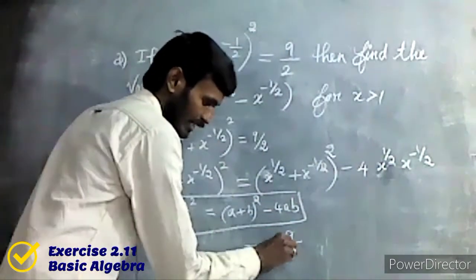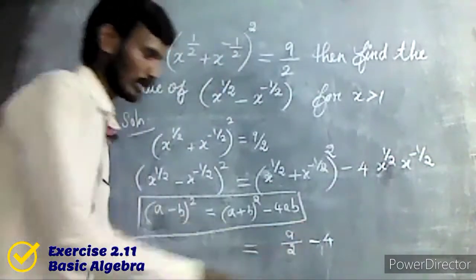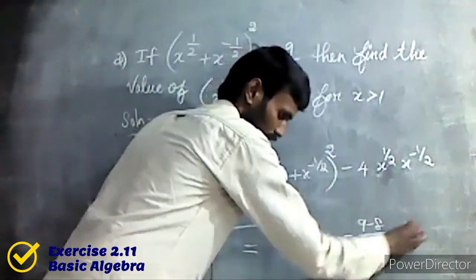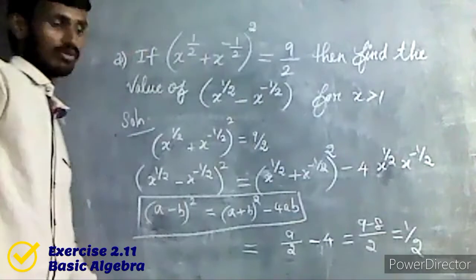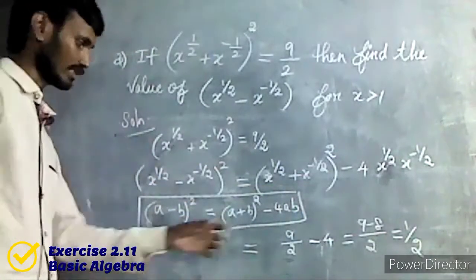This is 9 by 2. So 9 by 2 minus 4 into 1 is 4. 9 by 2 minus 4, answer 9 minus 8 by 2, that is 1 by 2. So the final answer is 1 by 2 for the square value. So now let us remove the square, you can get the answer.